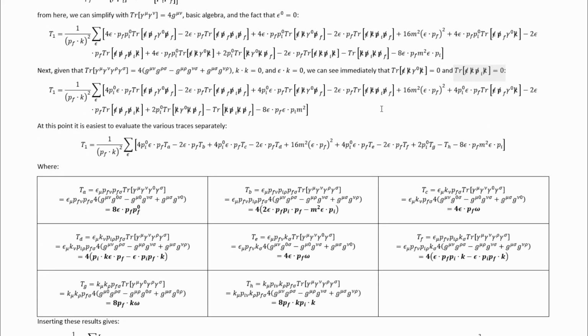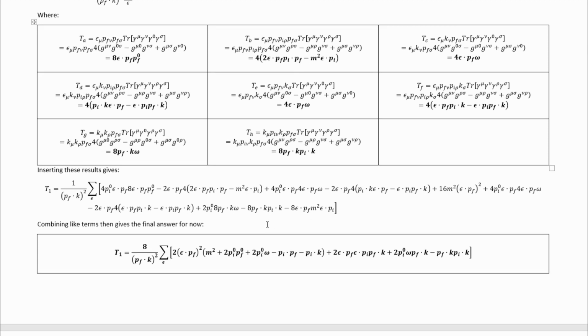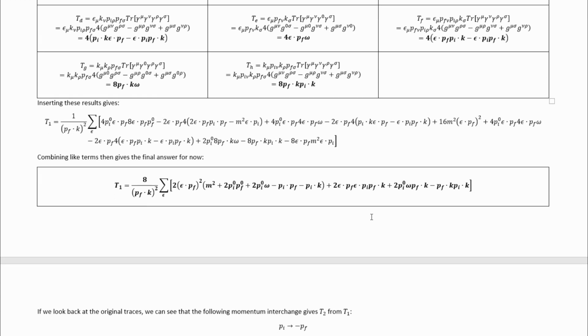And at this point, there really isn't a convenient way to simplify these down with tricks. We just kind of have to brute force use this identity to evaluate them one by one, which I've done in this table here. Inserting those results back in gets us to this, and then we can combine like terms to ultimately get the final answer for now for T1.